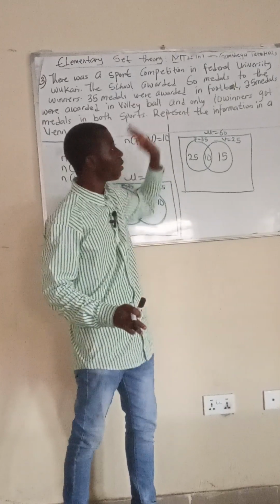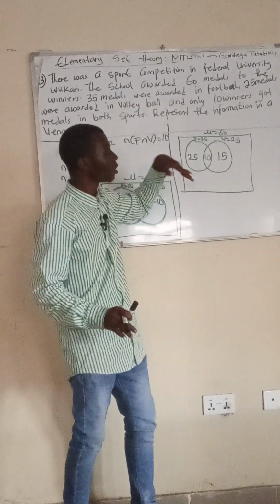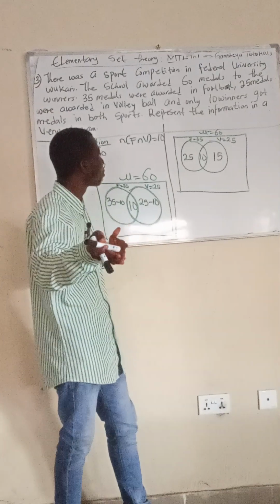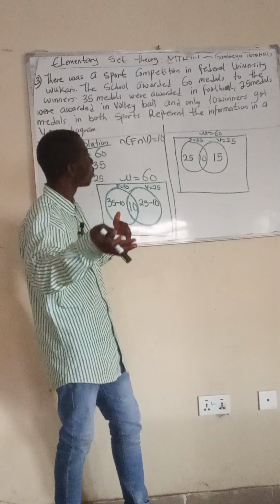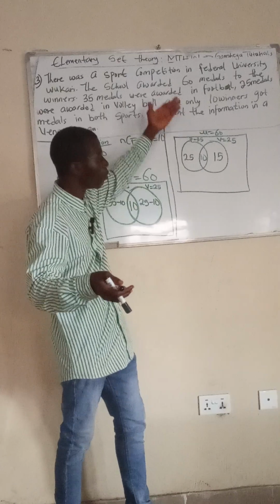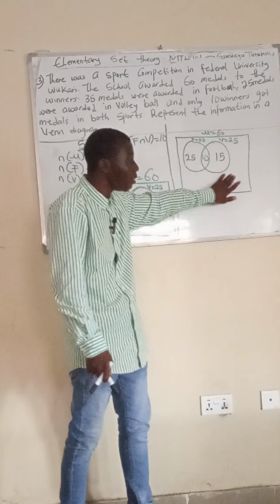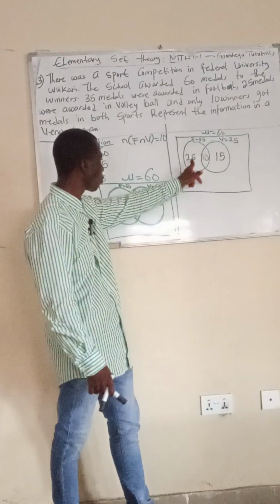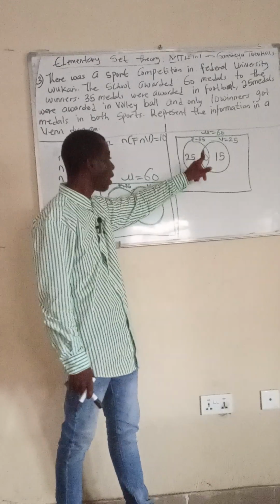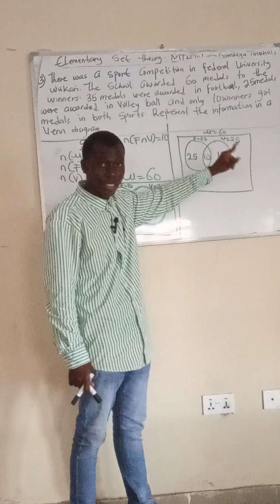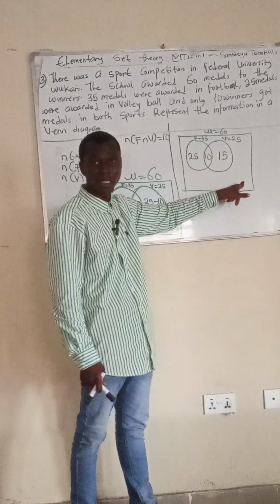Remember that 60 medals were given. So 25 was given to volleyball, 35 was given to football, and 10 was given to both. And we have some that didn't even get medals at all. Now, you see that 25 plus 10 is 35. And 35 plus 15 is 50, not even 60, it is 50. So you have 50, it's not yet complete.